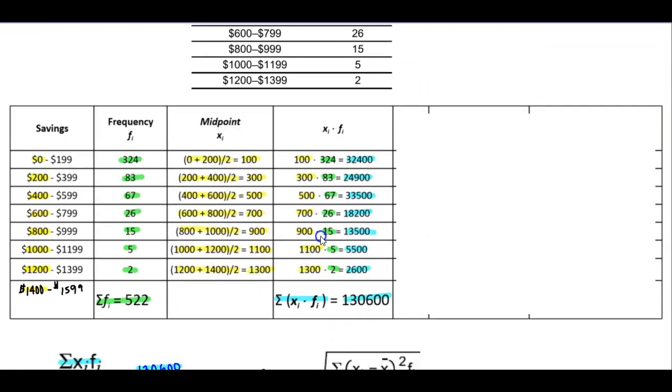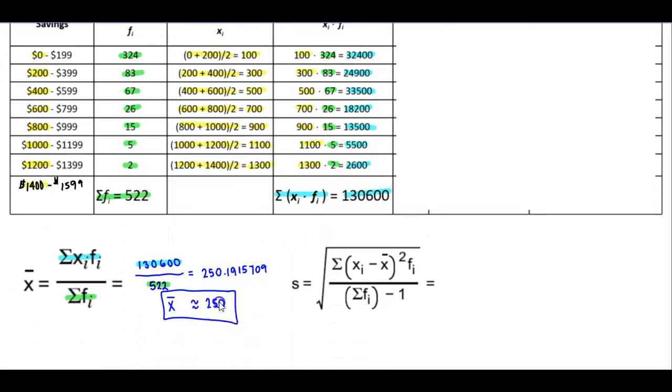Now what we want to do is use this sample mean.